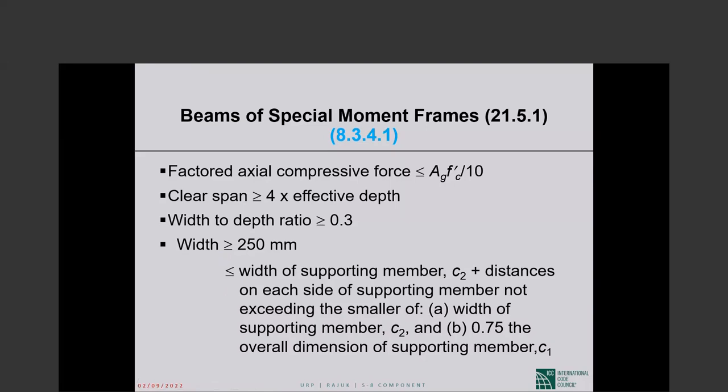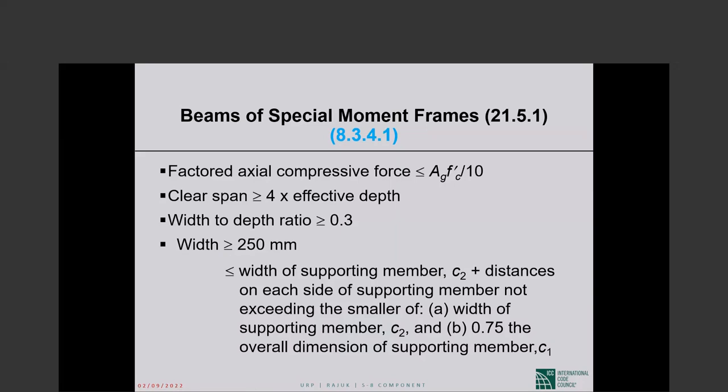Now, two things are being done here. One is a distinction is being drawn between a beam and a column. So we are saying that the detailing requirements in this section 21.5 apply to members with factored axial force less than or equal to A sub g f sub c prime over 10. And then we are imposing some dimensional limitations.